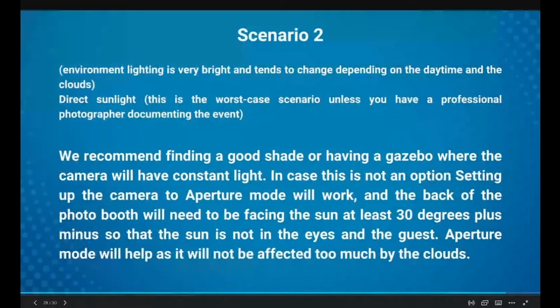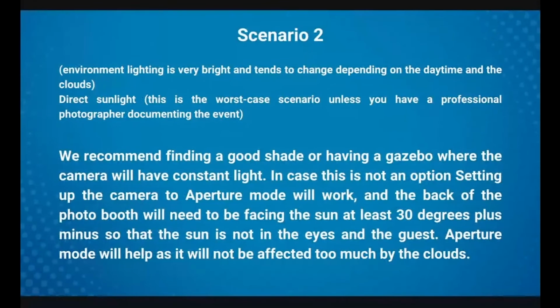Second scenario, the environment lighting is very bright and tends to change depending on the daytime and the clouds. Direct sunlight. This is the worst case scenario unless you have a professional photographer documenting that event. So we recommend finding a good shade or having a gazebo where the camera will have a constant light. So you'll create a shade for yourself, and then it won't depend too much on the outside sources. In case this is not an option, setting the camera to aperture mode will work.